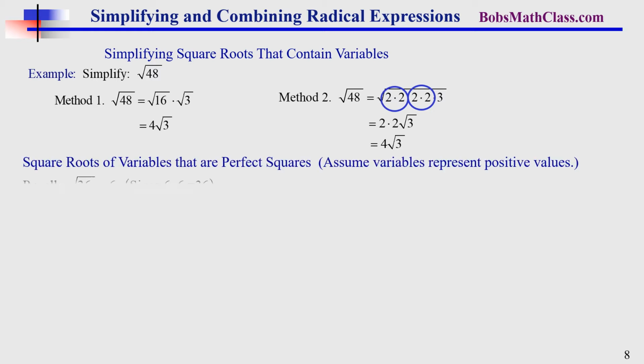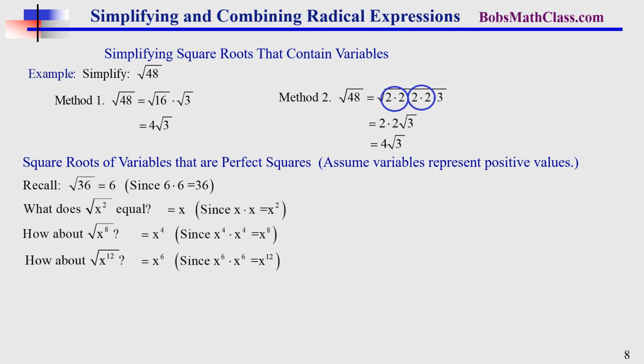Okay, let's talk about variables now. When we talk about the square root of 36, that gives us 6, because 6 times 6 equals 36. And the square root of x squared is equal to x, because x times x equals x squared. Notice I didn't put an absolute value, and that's because in the directions, I wrote assume variables represent positive values.